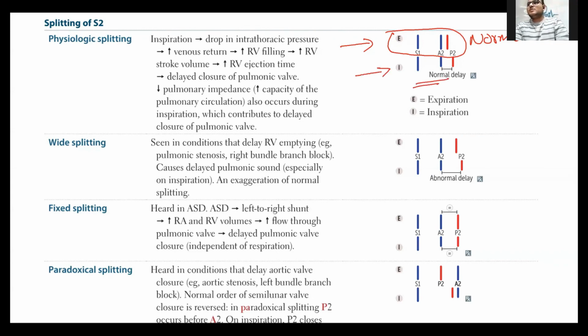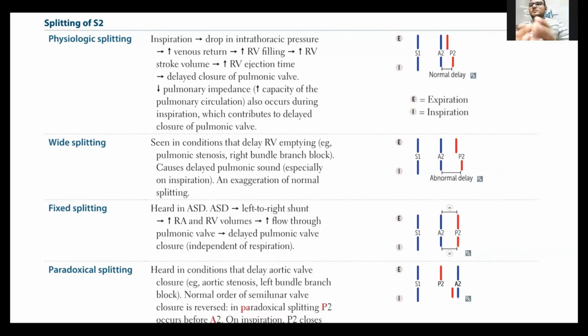This is normal. You can see in expiration there is nothing, it's okay, but in inspiration, there is a delay between the aortic component and the pulmonic component, you can see in the red, this has a delay. First the aortic valve closes, and then there is a later closure of the pulmonic valve. This is called the normal delay. Okay, why does it happen? Due to inspiration, and it is called physiologic splitting. Now next we will do our topic, what are the pathologies related to this S2.